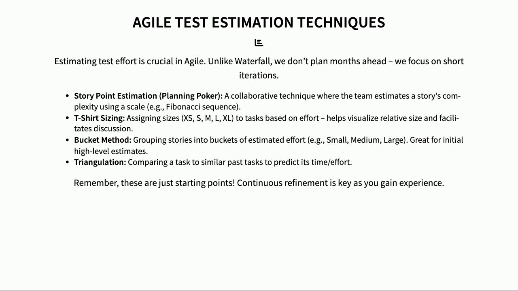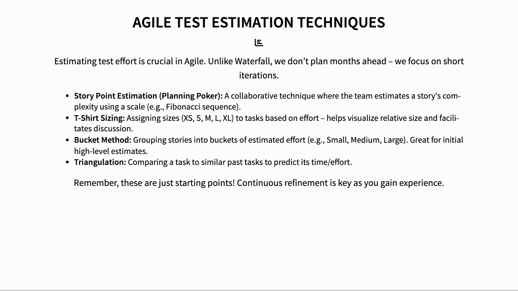Okay, let's talk about how we estimate test effort in Agile. It's really different from traditional methods because we are working in short sprints. One popular technique is planning poker. It's a collaborative way to figure out how much work each story will take. We use the Fibonacci sequence, like 1, 2, 3, 5, 8, and so on, to represent relative complexity.